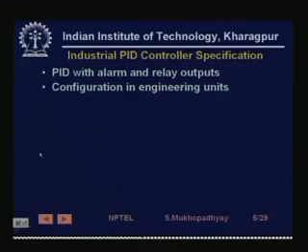So, we have several features. First, it says that you have PID with alarm and relay outputs. So, depending on process conditions, you could set certain alarm outputs. Maybe it will light up some annunciation, or it will ring a buzzer, and it also provides some relay output, so that if you need, you can switch off things or transfer it from automatic to manual. You can do various things.